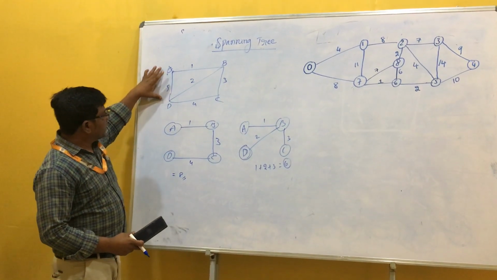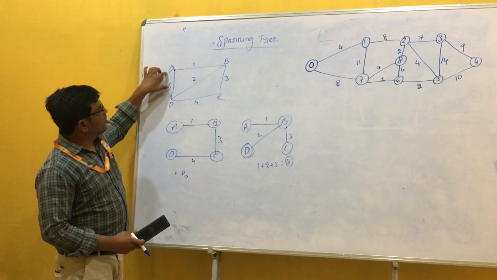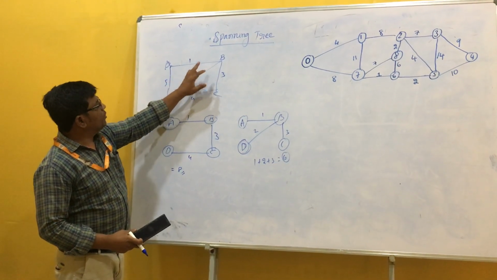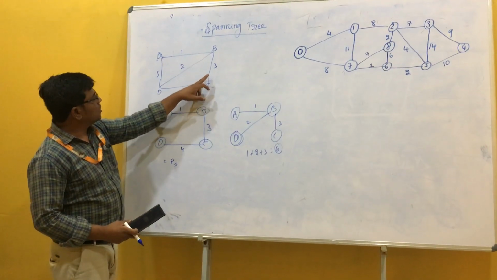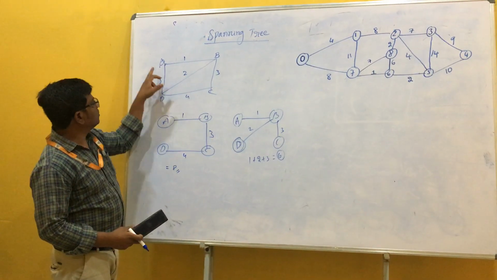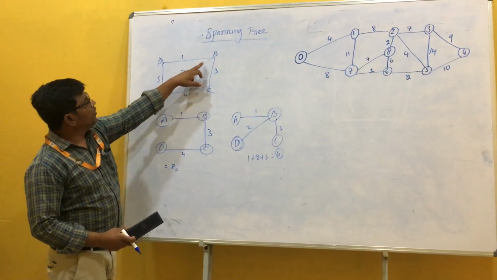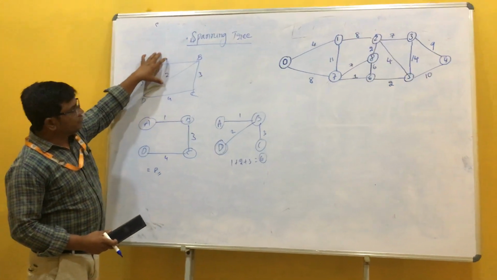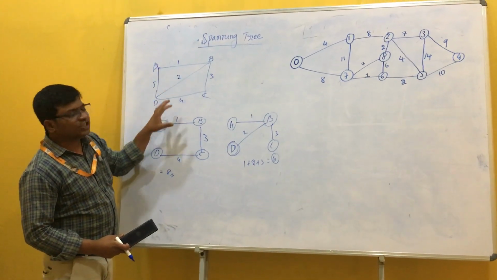Let us suppose I have taken one graph. The graph has vertices A, B, C, D, with the edges AB with cost 1, BC with cost 3, CD with cost 4, AD with cost 5, and BD with cost 2. This is called a weighted graph. For the weighted graph, we are finding the different spanning trees.